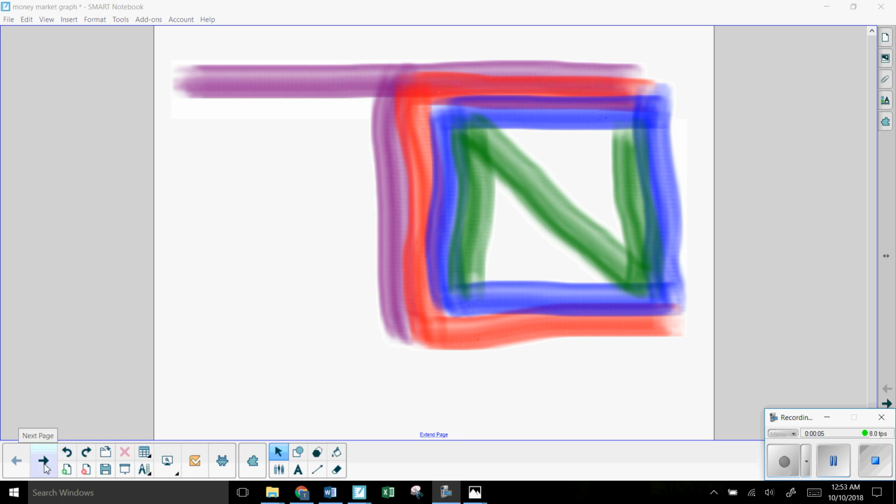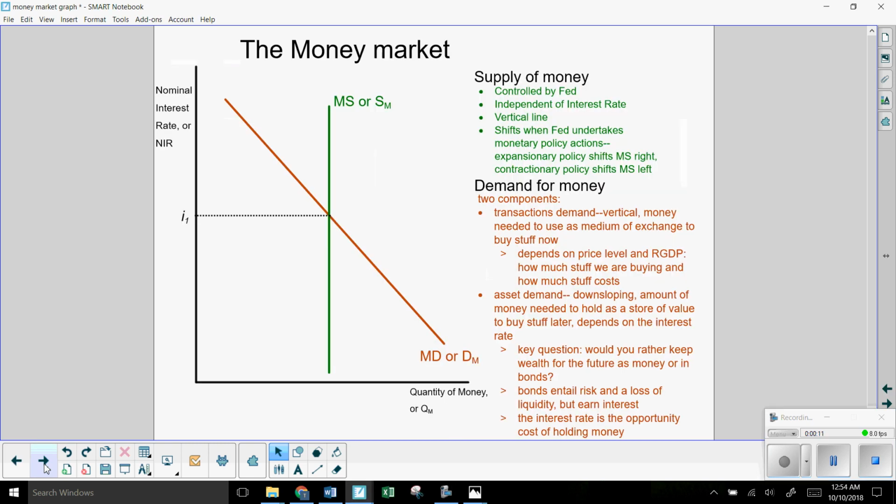In this case, we're talking about the money market and how that works. So let's jump right into that. Here we have a picture of the money market and an explanation in green of things related to money supply and in red of things related to money demand.